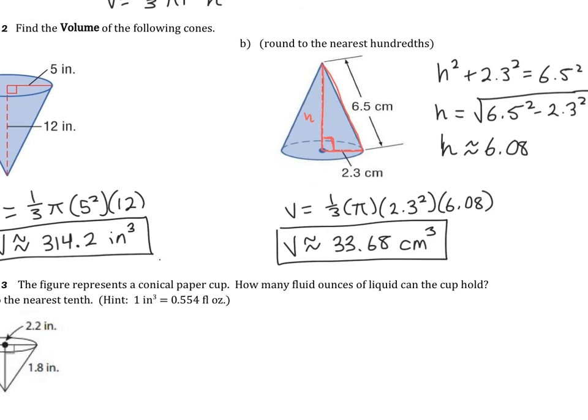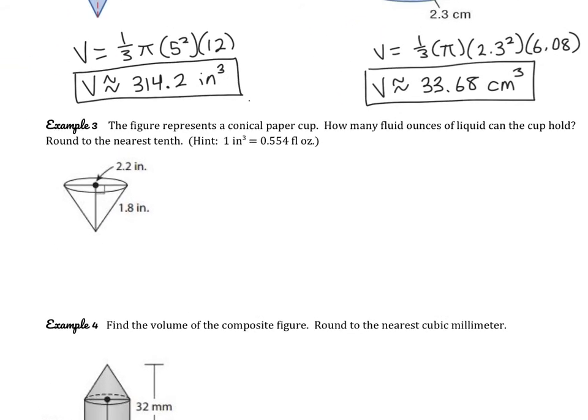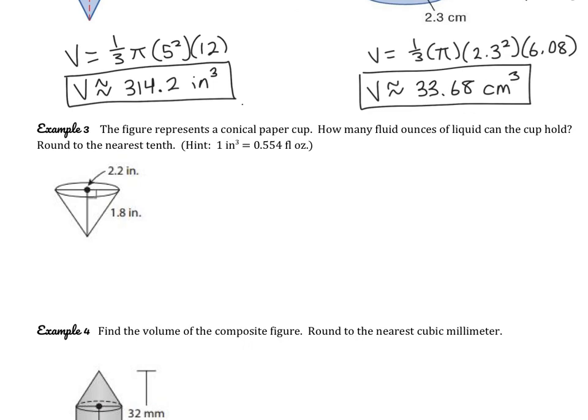Okay, let's move down to example 3. So example 3 says, the figure represents a conical paper cup. How many fluid ounces of liquid can the cup hold? We're going to round our answer to the nearest tenth. So we are given the hint that 1 cubic inch can hold 0.554 fluid ounces. So strategy-wise here, we are going to want to start by finding the volume of this cone.